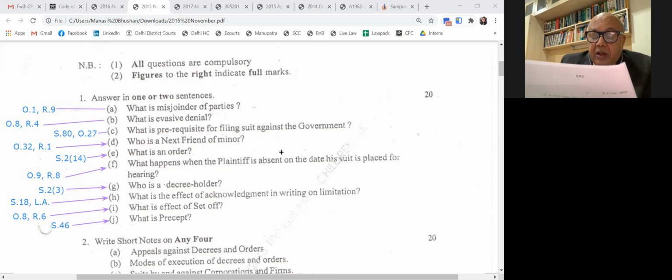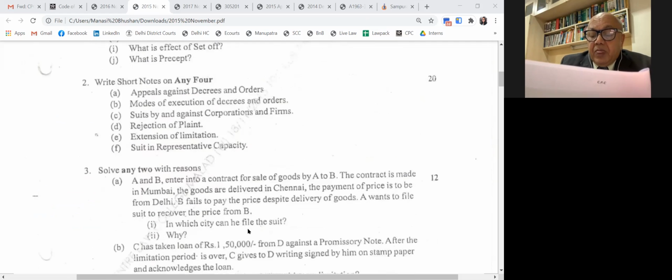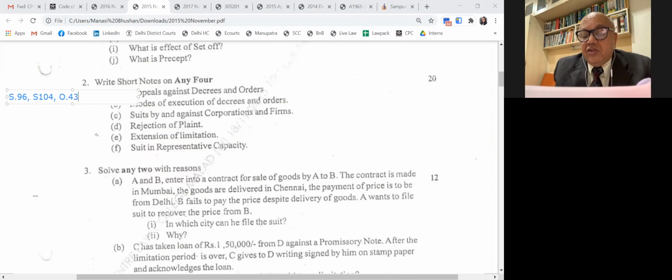Next is question number 2. Appeals against decree and order. Appeals against a decree are under Section 96. Appeals against an order are under Section 104 and Order 43. Okay, that we have dealt with. Then mode of execution of decrees and orders. That is dealt with under Section 51 A to E.